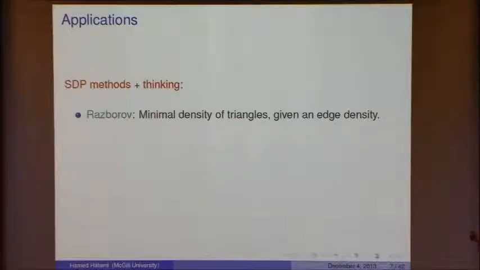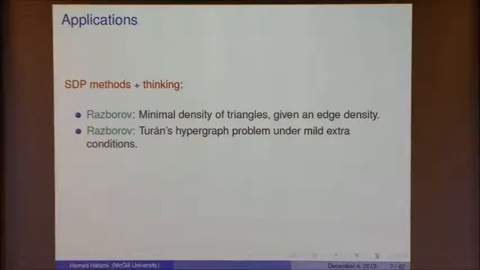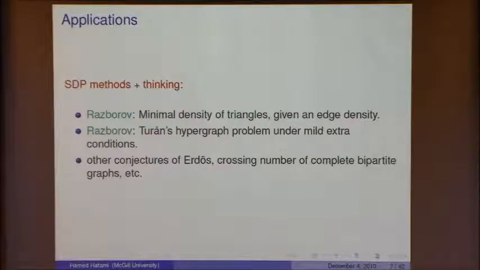A very important example is Razborov's proof that found the exact relation between the minimal density of triangles, giving an exact formula for the minimal density of triangles knowing the edge density of a graph. And he proved Turan's hypergraph problem, again under extra mild conditions. And these are from a few years ago. Recently there are so many applications now that I can't really list all of them.